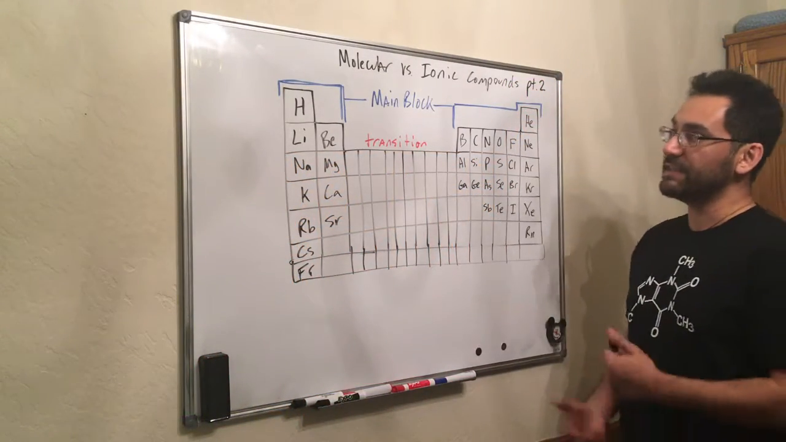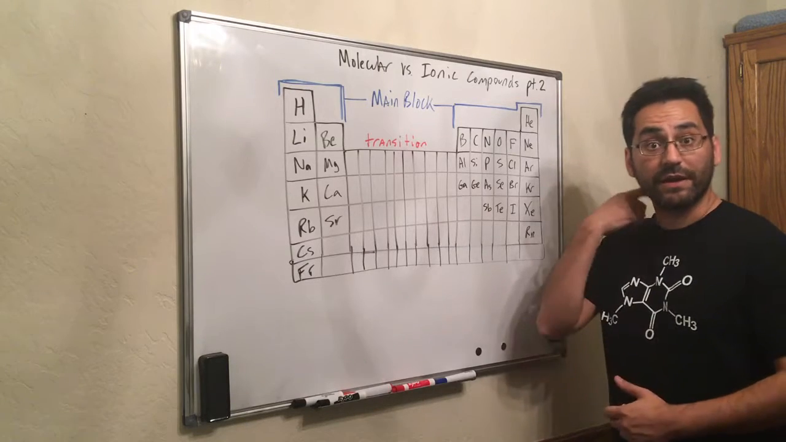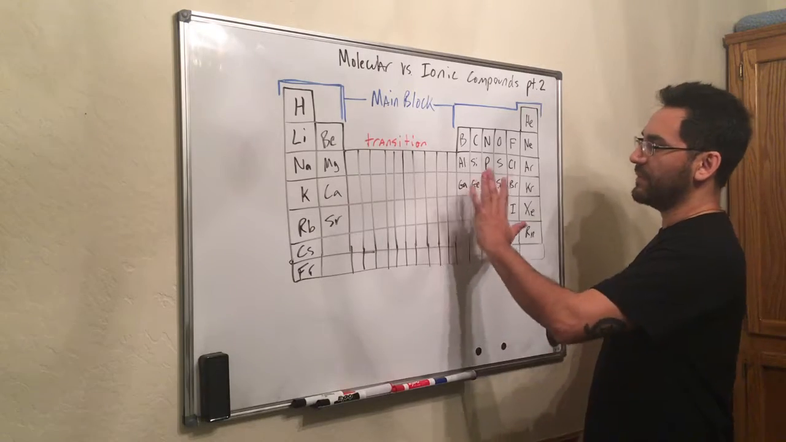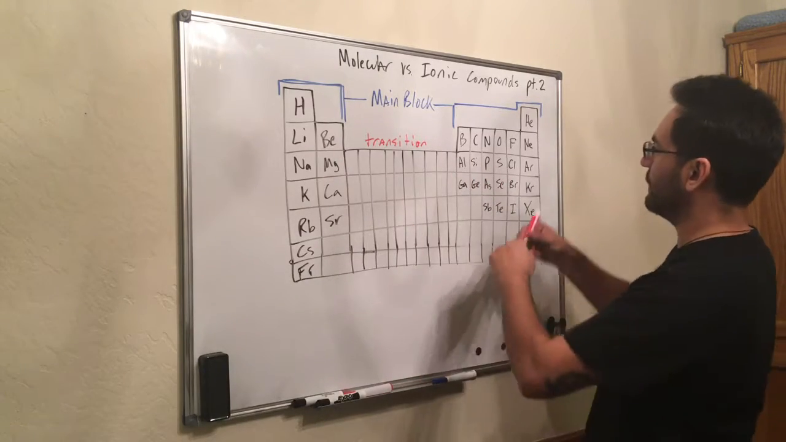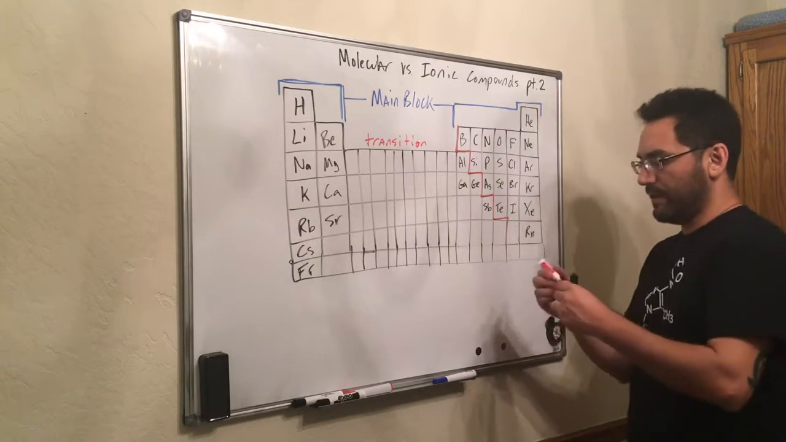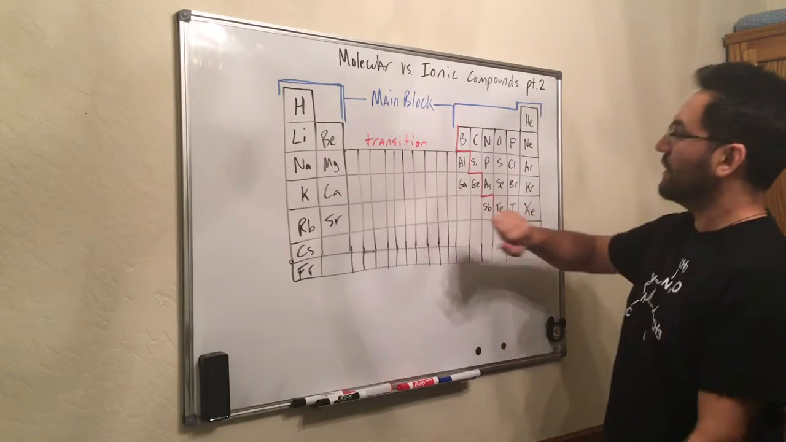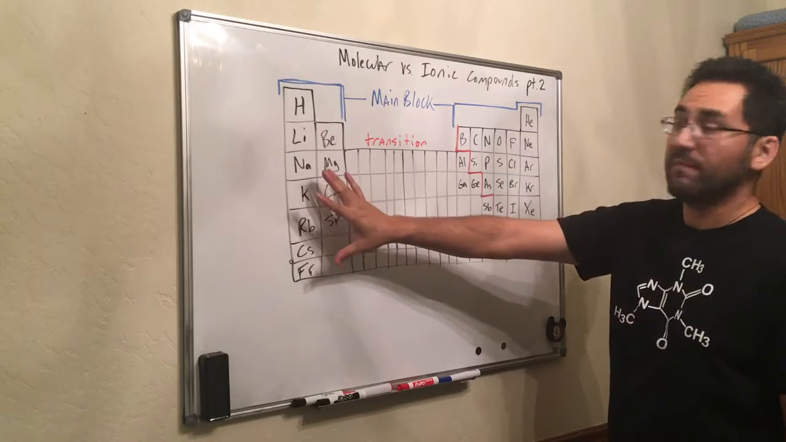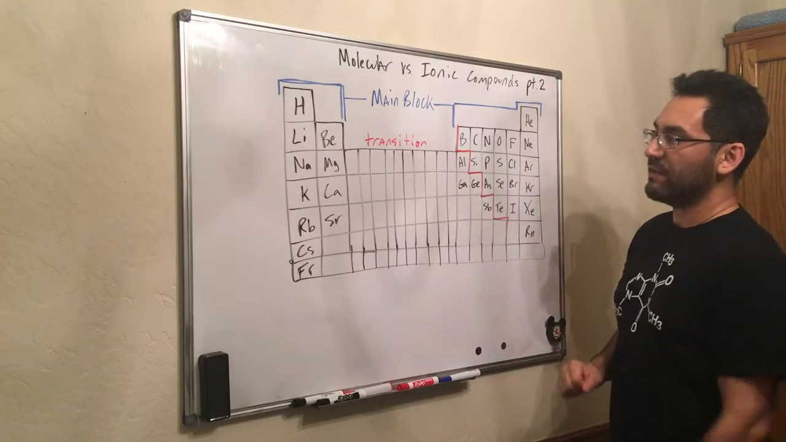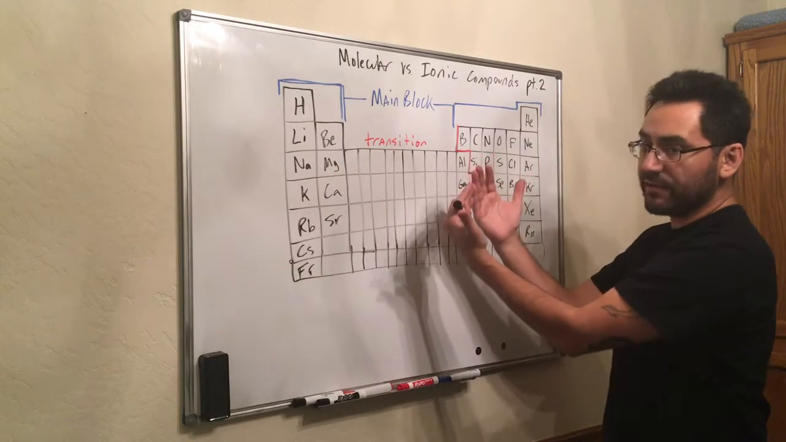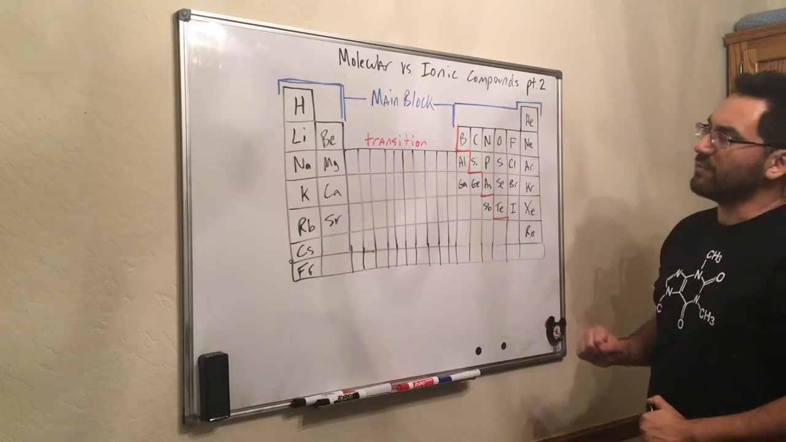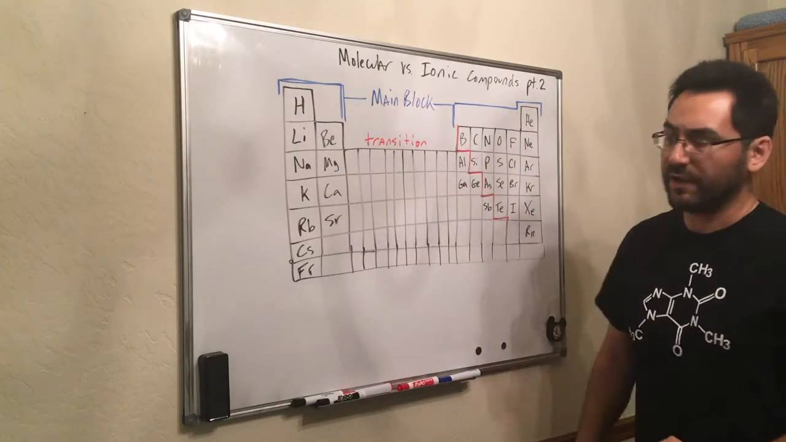In this video, we're continuing our discussion on molecular compounds versus ionic compounds. Now, in the last video, I told you that elements on this side of the line here are metals, main group metals, transition metals, and then over here we had non-metals. If we have a non-metal and a metal pairing together, we call that an ionic compound. And if we just have non-metals pairing together, those are molecular compounds.